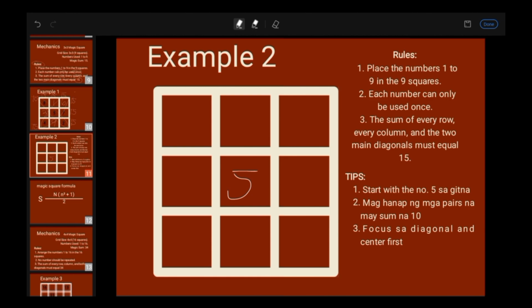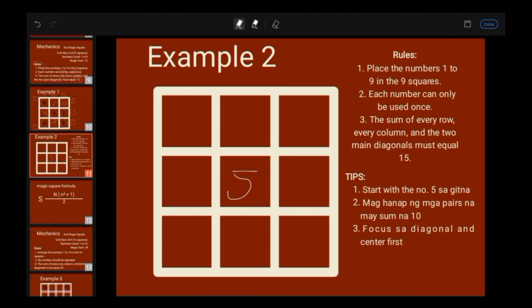Bakit 5? Kasi ang 5 ay laging nasa center ng 1 at 9. Kapag nilagay mo ito sa gitna, mas mababalance yung puzzle. Number 2 tips. Maghanap ng mga pairs na may sum na 10. Like 1 and 9, 2 and 8, 3 and 7, and 4 and 6. Tips number 3. Focus sa diagonal and center first.